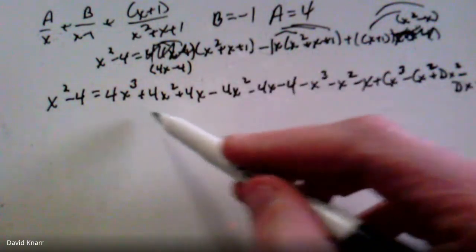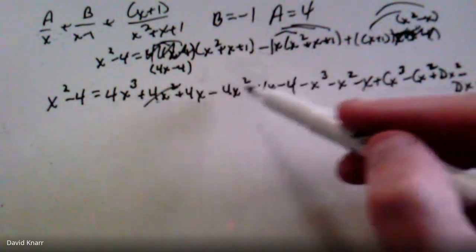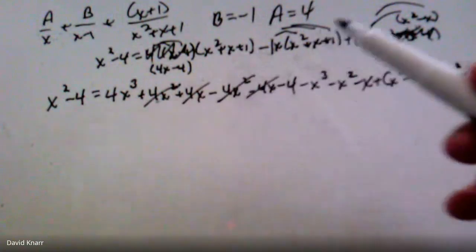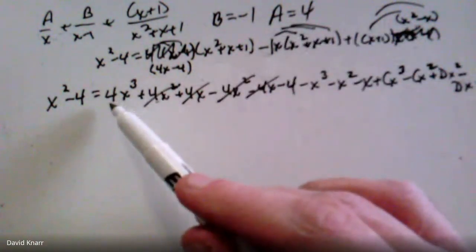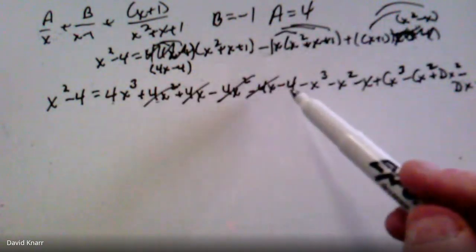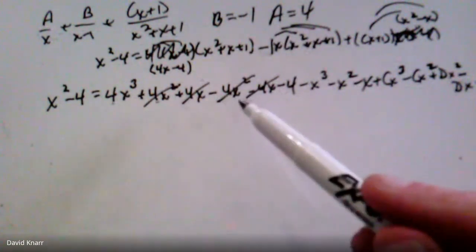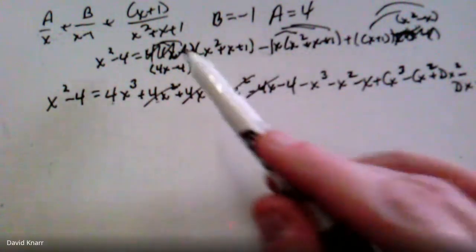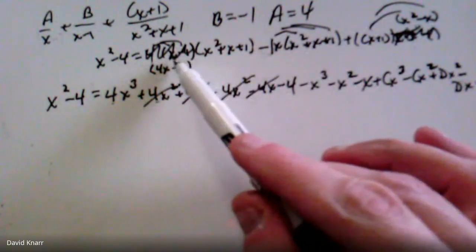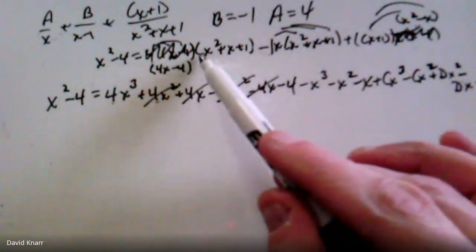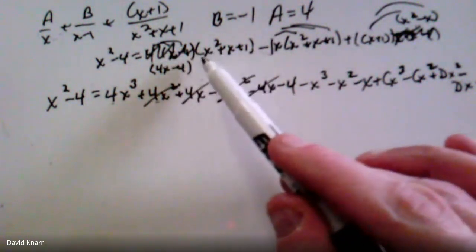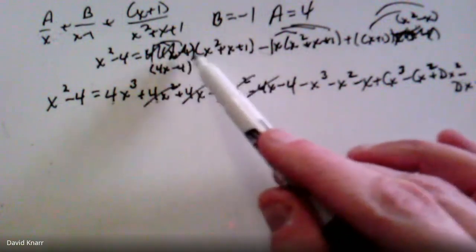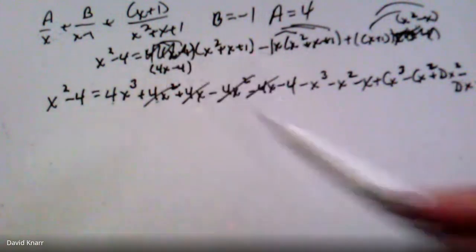Now, a lot of these things over here are going to cancel out. This 4x squared, this 4x squared, this 4x, this 4x. And what you get is 4x cubed minus 4. If you take the 4 out, you get x cubed minus 1, which is what we got when we factored x cubed minus 1 into x minus 1 times x squared plus x plus 1. That's why it comes out that way.